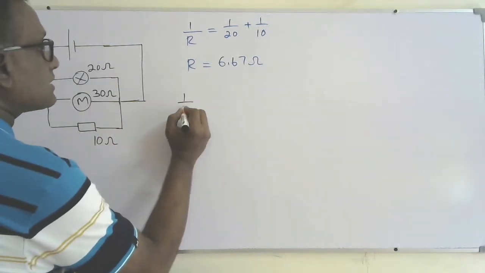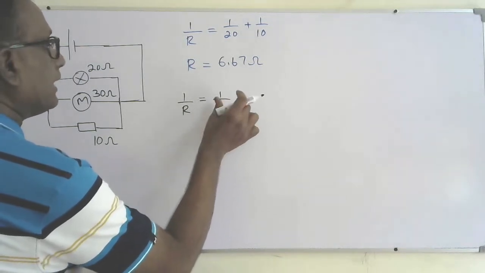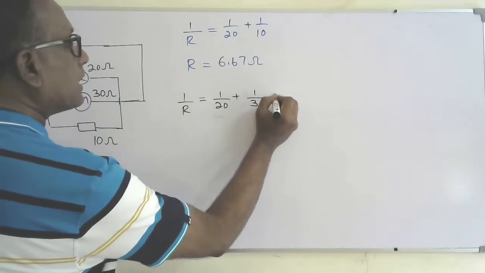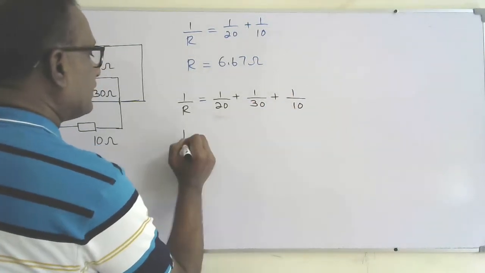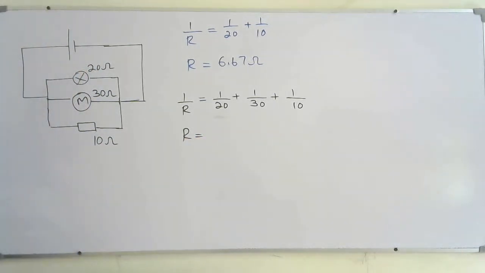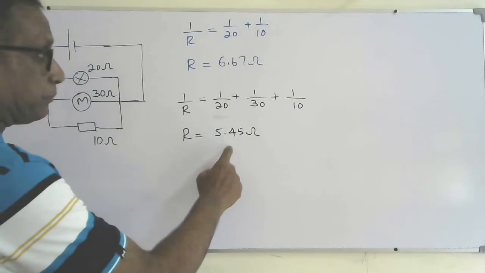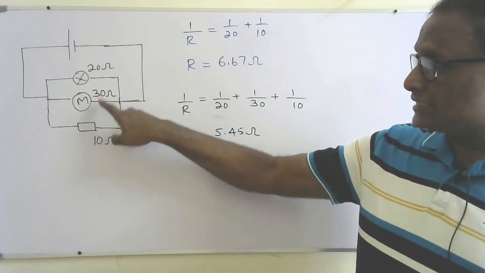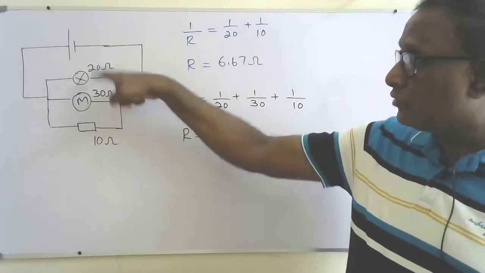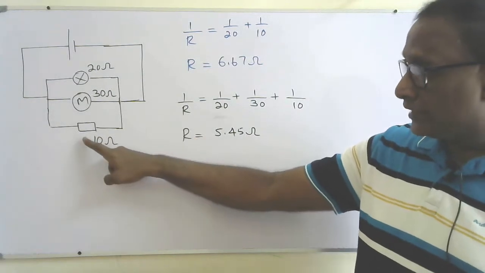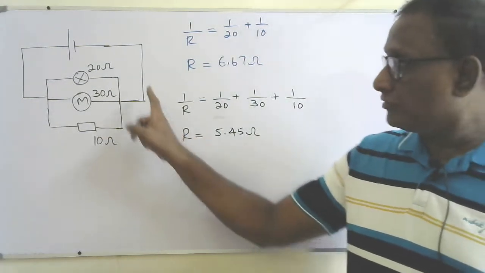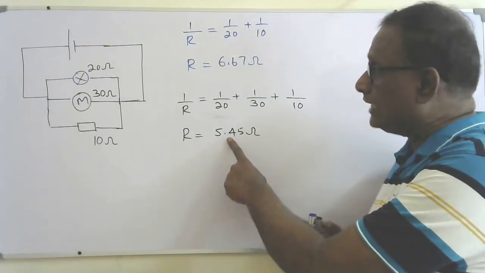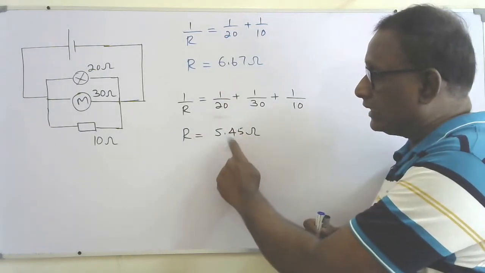So now the equivalent resistance: 1 over R equals 1 over 20 plus 1 over 30 plus 1 over 10. Find the equivalent of it. You will get another conclusion from this. Okay, you will get 5.45 ohms. See, when I add another component that has resistance 30 ohms, also in parallel with the earlier two components, bulb and resistor, now the equivalent resistance of the three components, or the total resistance of the circuit, is dropping further. Earlier it was 6.67, now it has become 5.45.